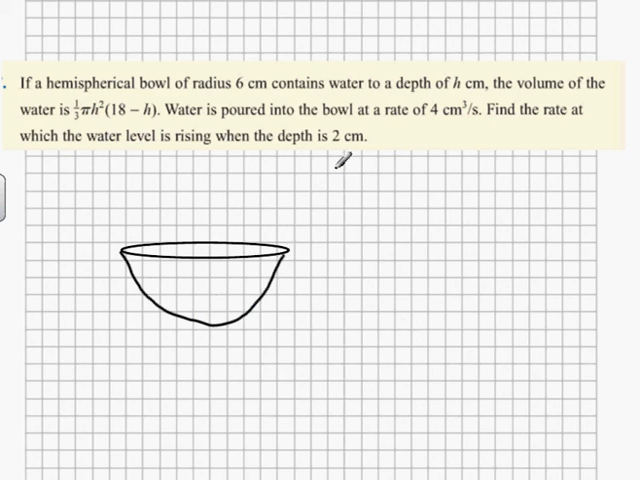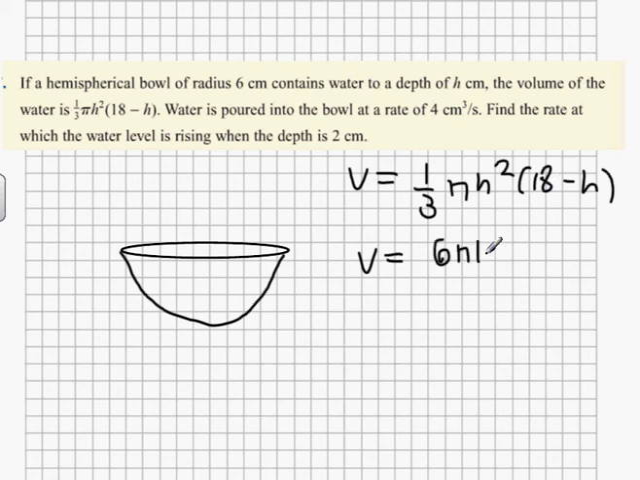The volume of the water is given by a third pi h squared times 18 minus h. I'm just going to multiply this out. A third by 18 is 6, so it's going to be 6 pi h squared. And then multiply a third pi h squared by minus h, which gives me minus a third pi h cubed.